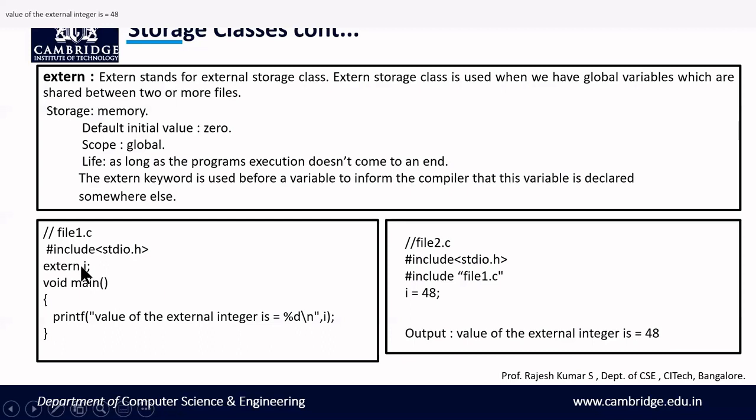So this is one program and this is another program. From one program, we are accessing the variable which belongs to another program with the help of the keyword extern, which is one of the storage classes. This is all about the storage classes.